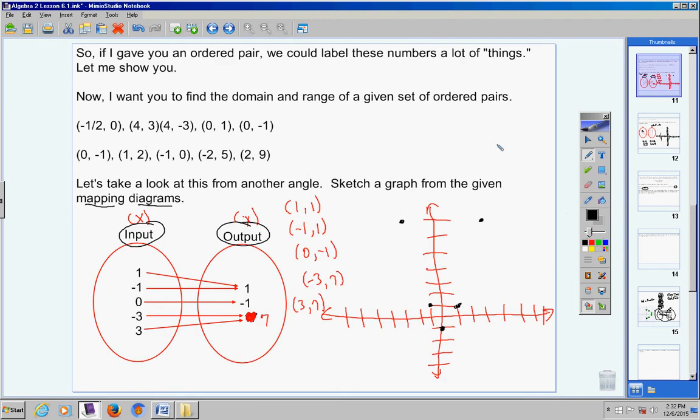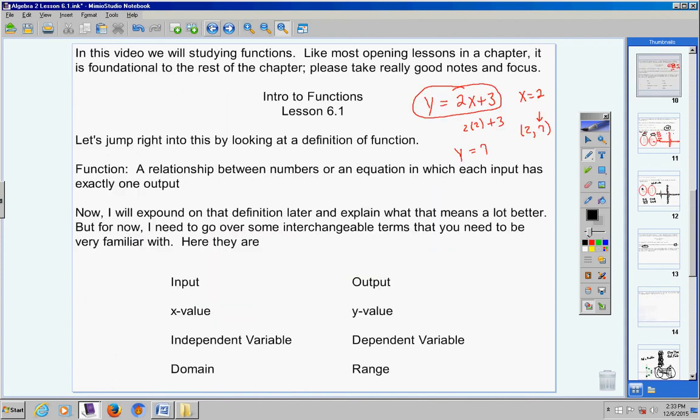Notice in this problem here, there are no points directly above or below each other. Okay? And plus, look at each input. Each input has 1 arrow coming off of it. Okay? So yes, this definitely represents a function. Definitely, yes. Alright, let's go back some more and look at some others that we've looked at.